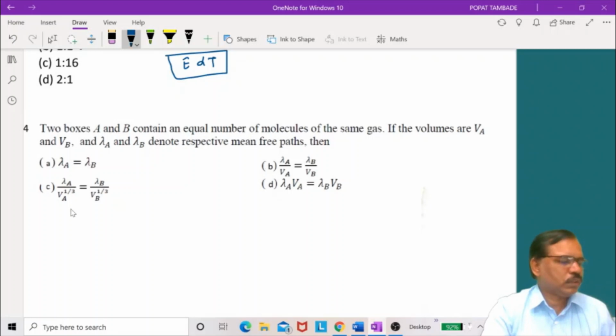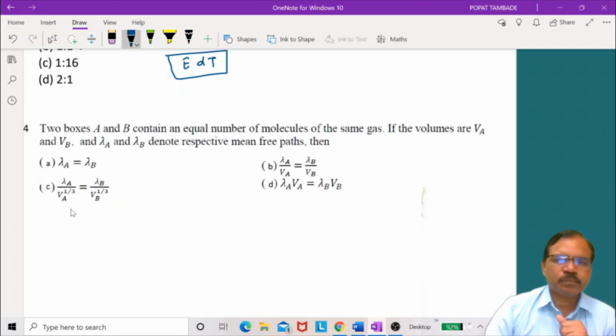Two boxes A and B contain an equal number of molecules of the same gas. If the volumes are VA and VB, and lambda A and lambda B denote respective mean free paths, then: lambda A is equal to lambda B; lambda A upon VA is equal to lambda B upon VB; lambda A upon VA raised to 1/3 is equal to lambda B upon VB raised to 1/3; and next one, lambda A VA is equal to lambda B VB.